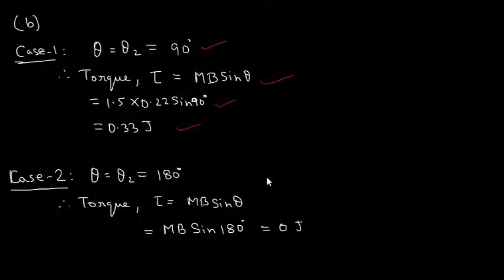In case 2, theta is equal to theta 2 is equal to 180 degree. Torque tau is equal to mb sine theta. Putting the value of mb and theta, we get sine 180 degree is 0, so torque is 0 joule. Let us see the next problem.